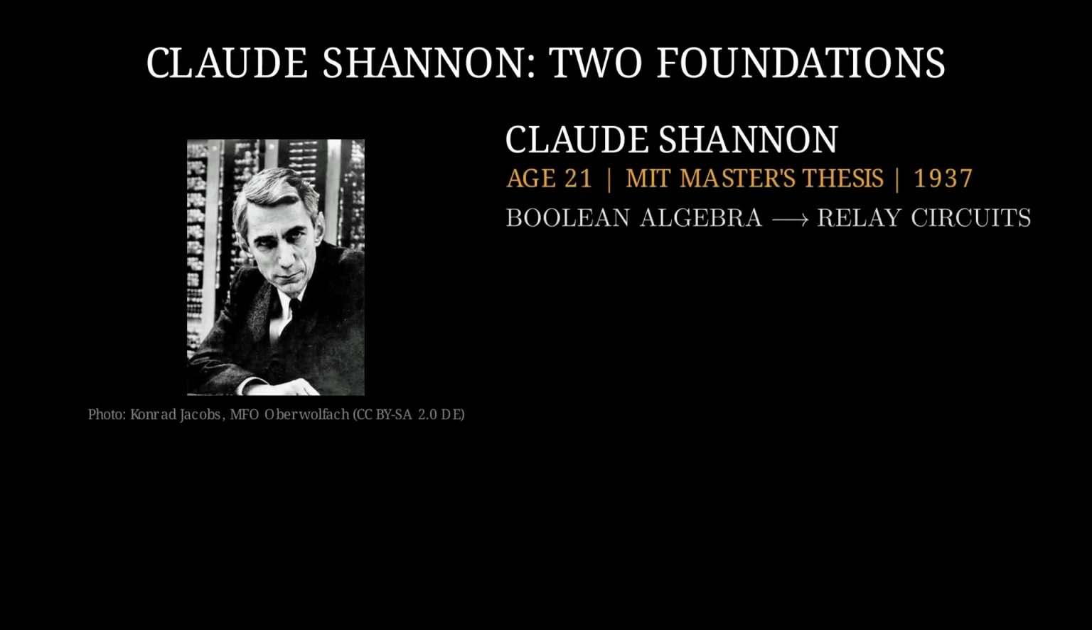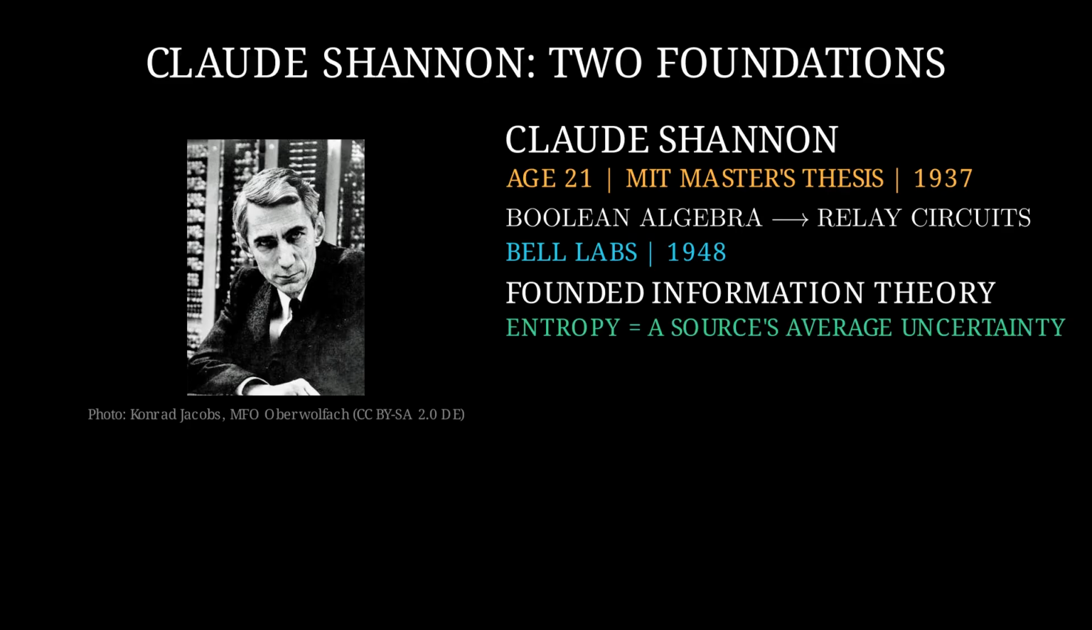Claude Shannon made this average central to a new theory of communication in 1948. That was not his first foundational idea. At age 21, his master's thesis at the Massachusetts Institute of Technology had connected Boolean algebra to relay circuits and helped lay the foundations of digital circuit design. 11 years later, while working at Bell Labs, his paper founded information theory. Entropy gave that theory a precise way to measure a source's average uncertainty.